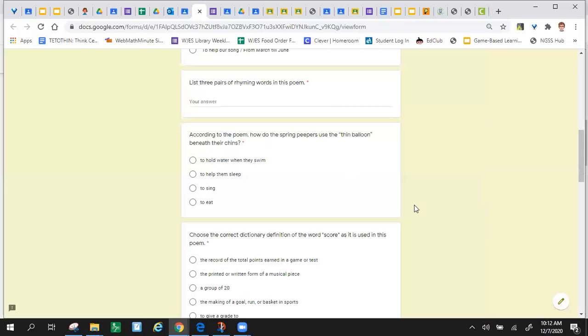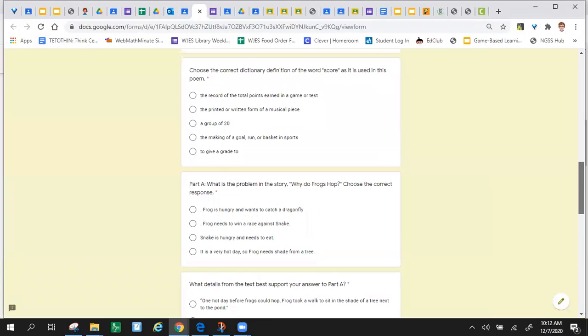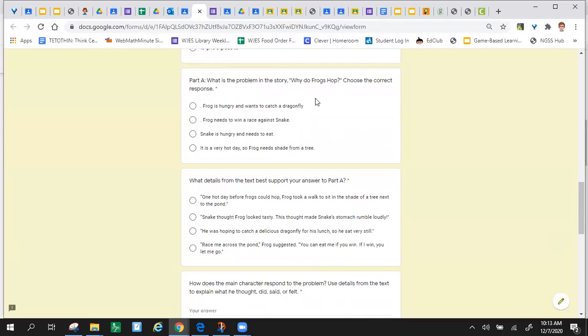All right, the next one says, choose the correct dictionary definition of the word score as it is used in the poem. So that doesn't mean look in the dictionary. That means these are from a dictionary and choose the right one for the word score. This might also be one of those times when it's not what you think it is, and go back to the text and look and see what does it mean in this case, okay?